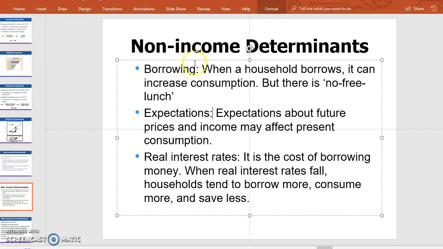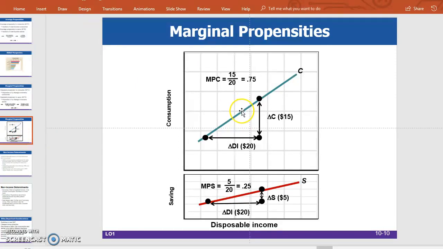But if a person borrows and consumes more, then this blue consumption line will shift up, because for every level of disposable income, he is consuming more, right? Okay.